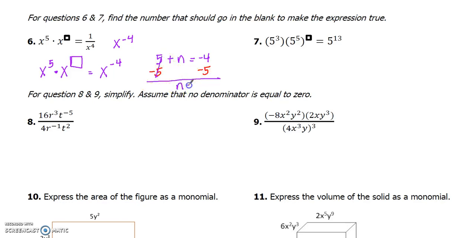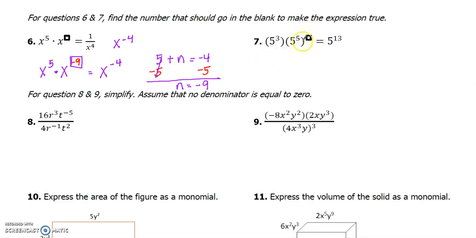This is gone, leaves the n. -4 minus 5 gives us a -9. So the exponent that's missing right here is -9. All right, same thing on number 7.